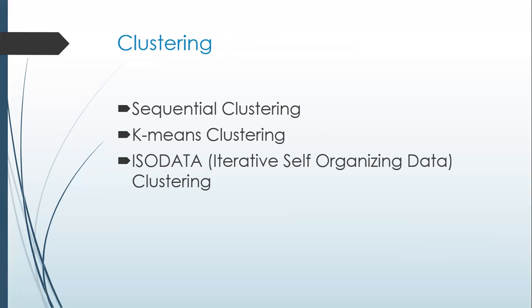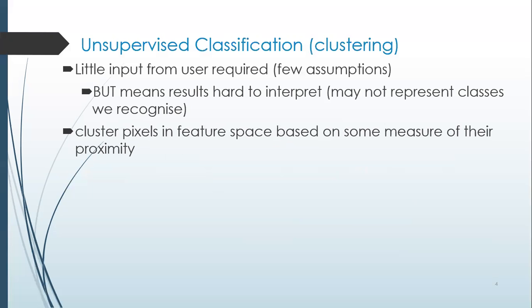I have used this ISODATA clustering. This both sequential and k-means clustering, I have never used those two methods. So, unsupervised classification, clustering: a little input from the user required, a few assumptions, but means results are hard to interpret, may not represent classes we recognize. Cluster pixels in feature space based on some measure of their proximity.